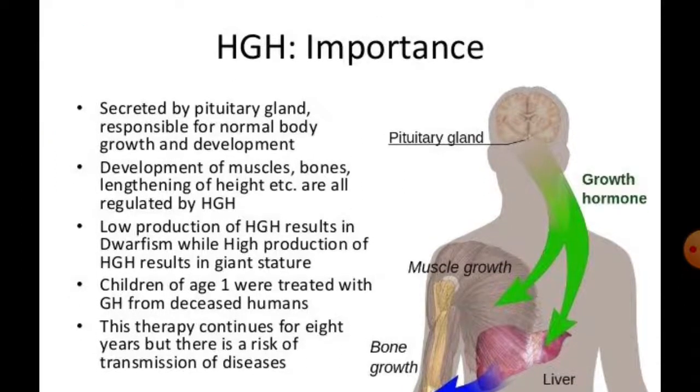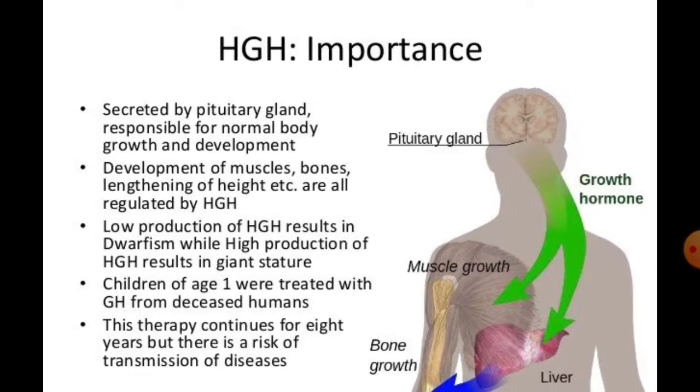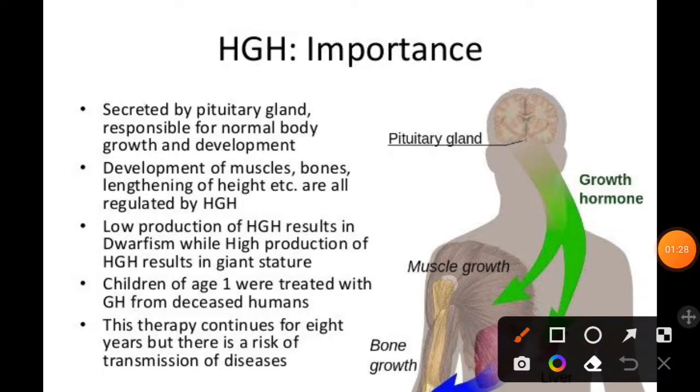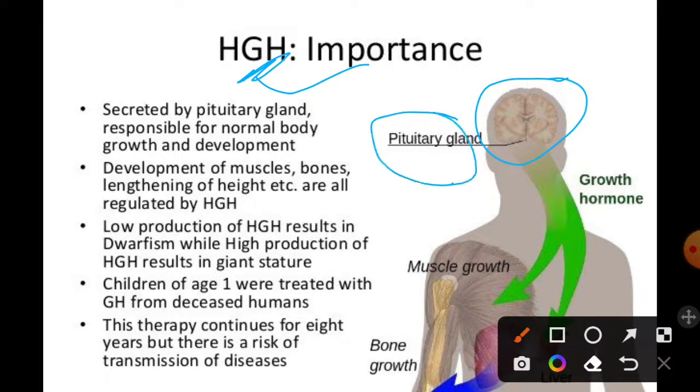So before discussing how it will be produced with the help of recombinant DNA technology, it is very important to discuss what human growth hormone is and what its importance is. Human growth hormone, as its name suggests, is responsible for the growth of the human, right? So where is it synthesized? It is synthesized in a part of the brain known as the pituitary gland.